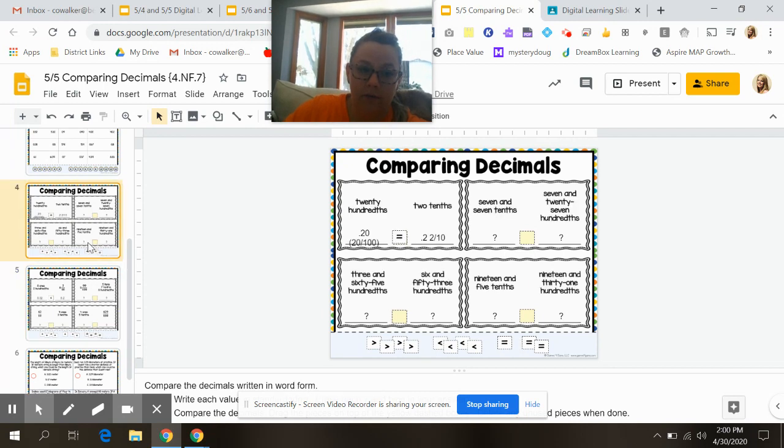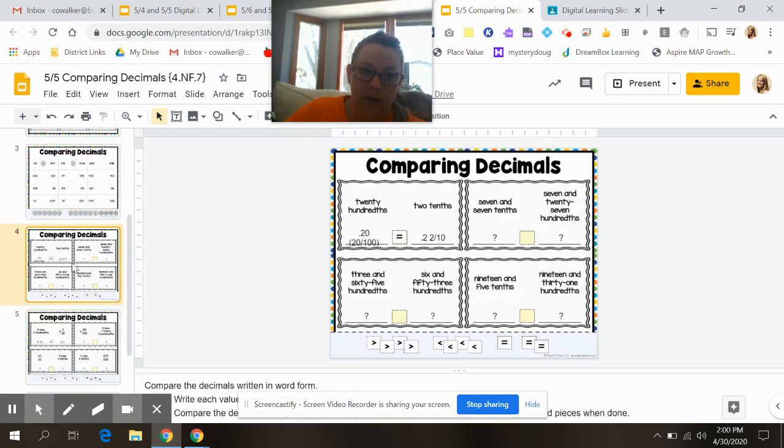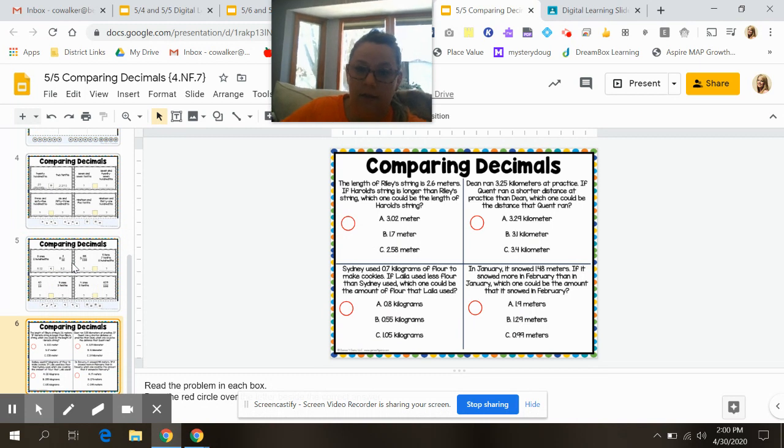So you're going to finish slide 3, 4, and 5 for practice as you need. Then this slide is really important because it gives you those word problems. So we're going to do the first one together, and then I'm going to let you work on the rest by yourself. So it says the length of Riley's string is 2 and 6 tenths meters. If Harold's string is longer than Riley's string, which one could be the length of Harold's string? So to me, that tells me Riley's is 2 and 6 tenths meters, and I need to look for one that is longer than that. And if it's not longer than that, then it can't be the length of Harold's string.